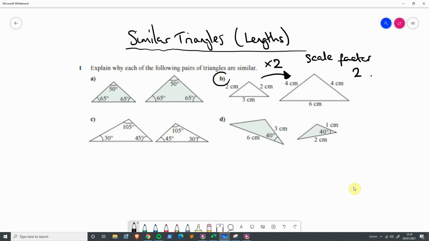The other property we have in a similar triangle, like in part A, is that all the angles are the same. If the angles inside the triangles change, they are not similar anymore because they aren't just an enlargement.